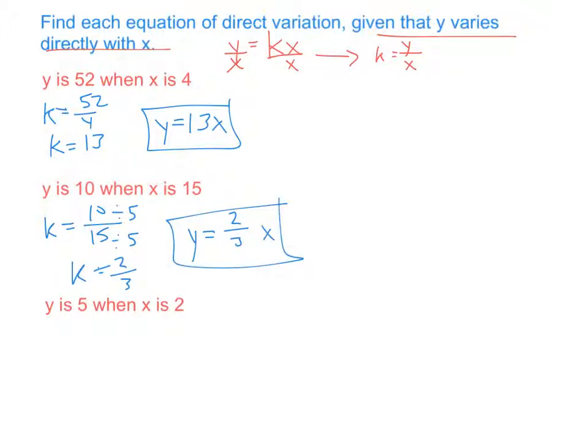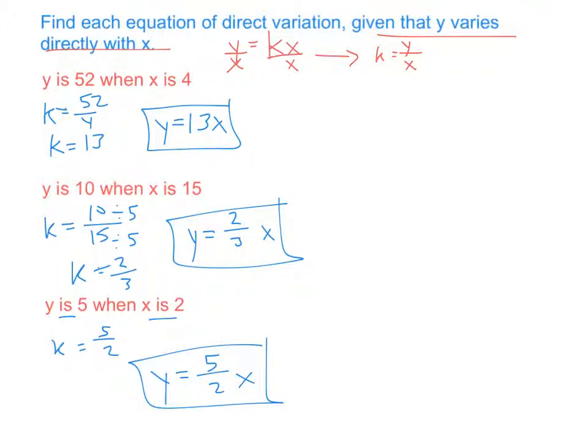Done. And then the last one, y is 5, x is 2. So k equals 5 over 2. Already simplified. I mean, you could go 2.5 because that's exact, but why not just leave it as a fraction? Make it easier on yourself, right? So 5 halves x. There you have it. So it's pretty easy to find these equations.